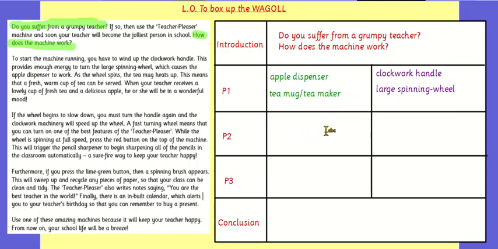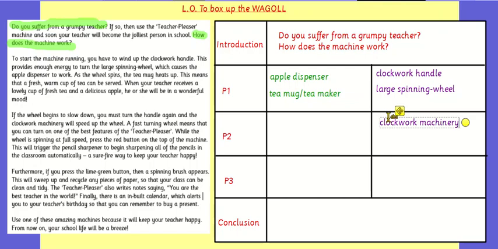Let's look at paragraph 2. If the wheel begins to slow down, you must turn the handle again. Right, so I now know this machine has a handle. Oh, it's the clockwork handle. And the clockwork machinery will speed up the wheel. Okay, so we've had the handle, we've now got the clockwork machinery. It will speed up the wheel.